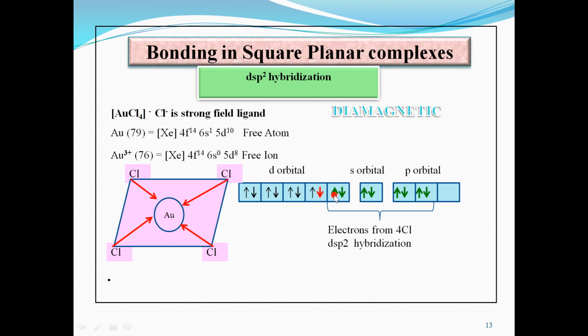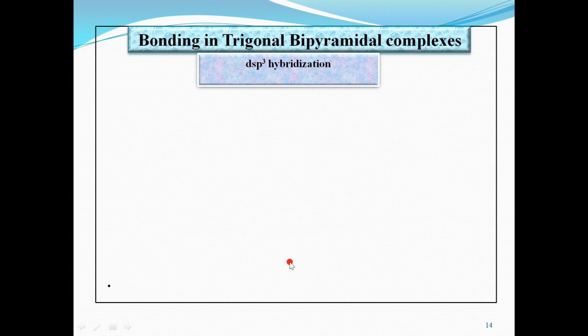Here the 4 electron pairs of the chloride fill one d orbital, one s orbital and 2 p orbitals. So there are 4 electron pairs of chloride filled in these orbitals, utilizing 1d orbital, 1s orbital and 2p orbitals, giving rise to dsp2 hybridization in this complex.